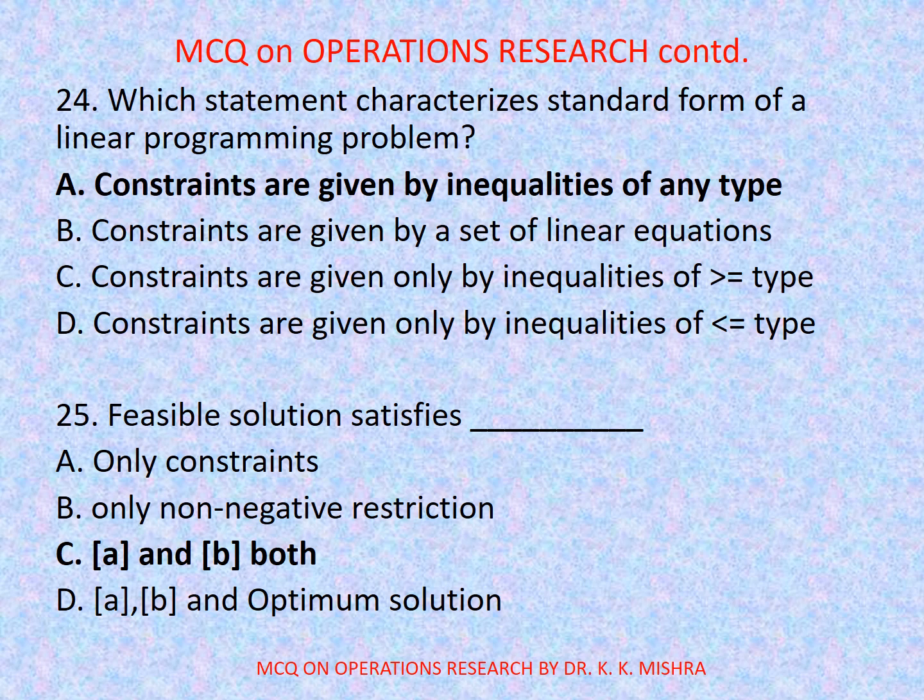Question number 25. Feasible solution satisfies, A, only constraints, B, only non-negative restriction, C, both A and B, D, A, B and optimum solution. So correct option is C, A and B both.